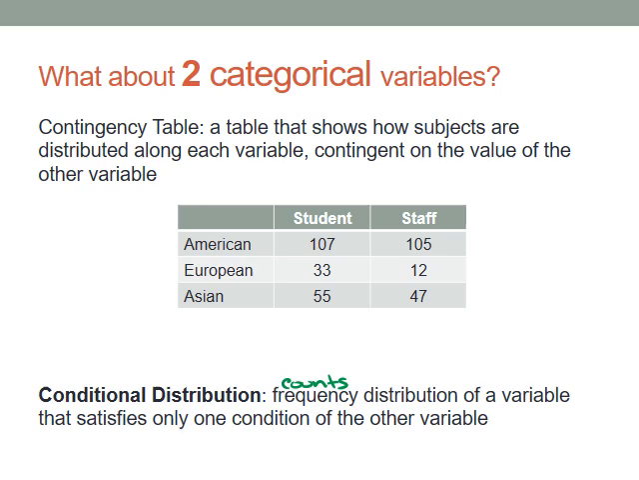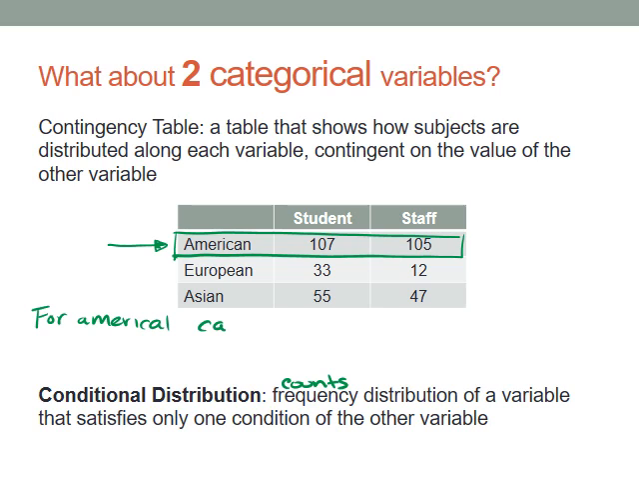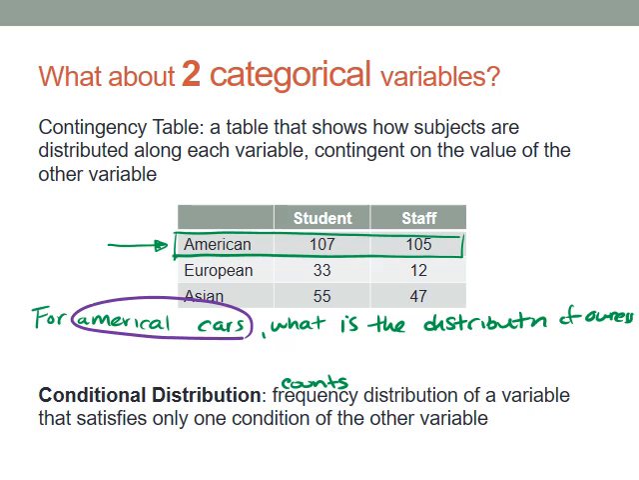That means that if I look only at one category of origin, let's say American cars, I might want to know what the distribution of owners is. So the question might be, for American cars, what is the distribution of owners?